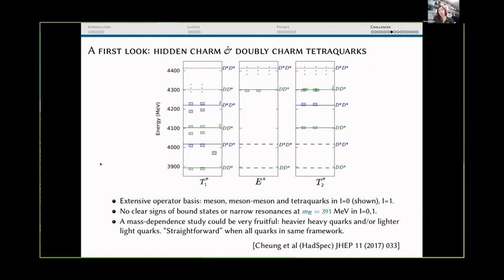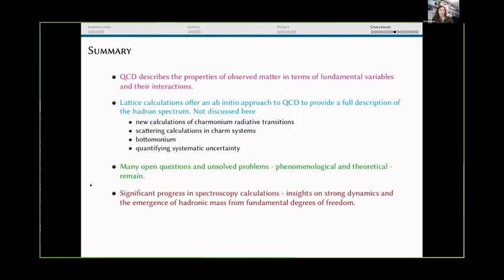So this is, let's say, a first look at how one might calculate or extend the basis beyond this charmonium spectrum that I showed you some number of slides ago to a more realistic inclusion of meson and tetraquark operators for this sort of physics. But since I'm out of time, let me just say that QCD describes the properties of observed matter in terms of fundamental variables, and lattice offers a potential to, from first principles, make those sorts of calculations.